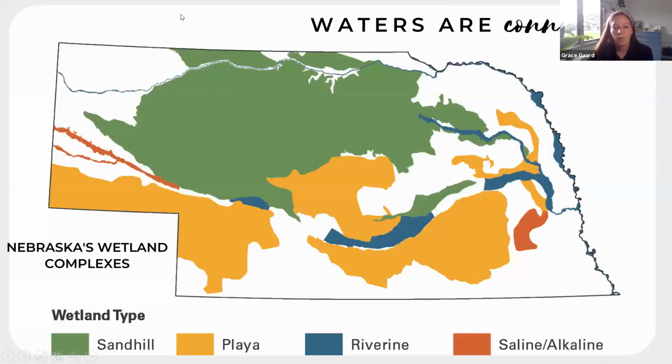So back to this map, because again, keeping in mind, waters are all connected. So there's definitely going to be crossover between these different wetland types.